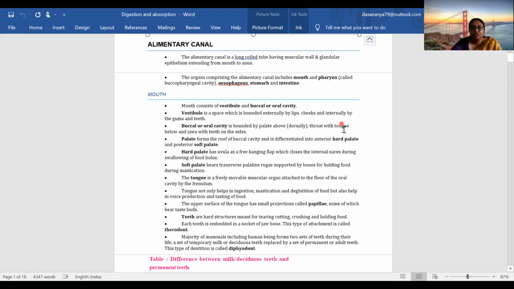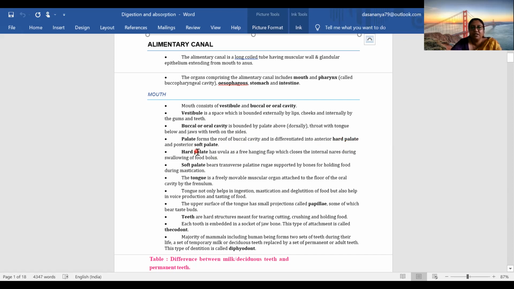Upper. Throat is there, where tongue is there, and jaws are there. So in the mouth cavity, we have a roof, we have tongue, and we have teeth. The palate of this buccal cavity has an anterior part. If you can see, it is quite hard.